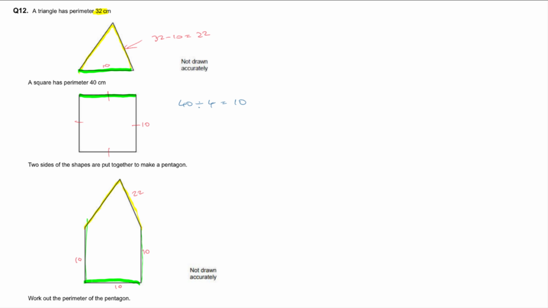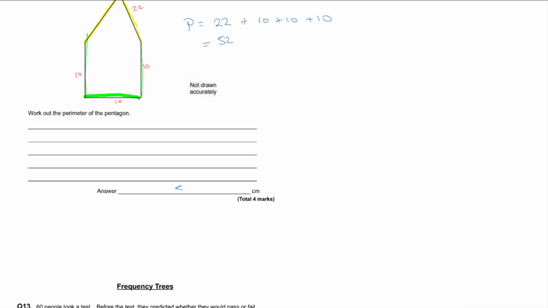That means I've got all the sides now, isn't it? I know all of them. So I know this perimeter is going to be the 22 from the two yellow sides, plus the 10, plus the 10, plus the 10 from the 3 external sides of the square. Okay, so what does that add up to? 22, 10, 10 and 10, that adds up to 52, isn't it? So that is my perimeter of this shape. This is going to be 52.